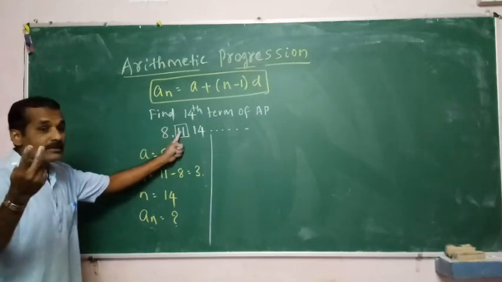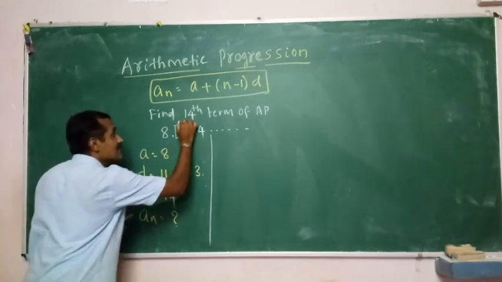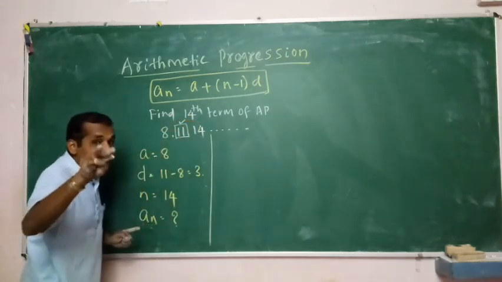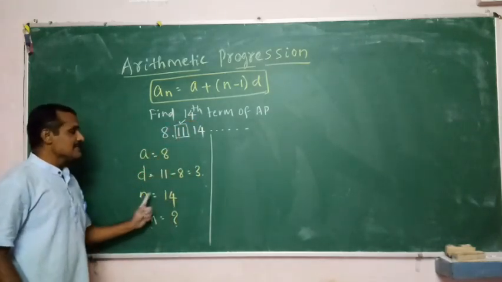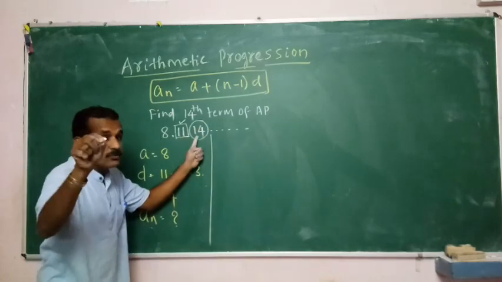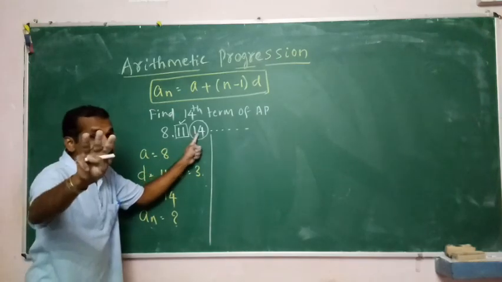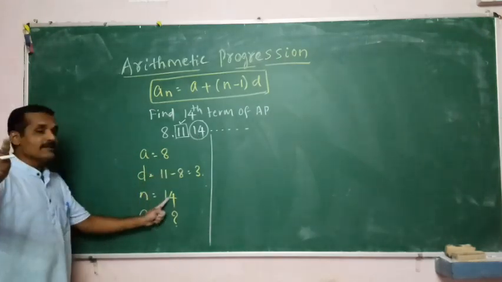Value is 11. It is An. Where it is in the second place, the second means N is equal to 2. This 14 is a value that is called An, where it is in the third place. That 3 is called N.